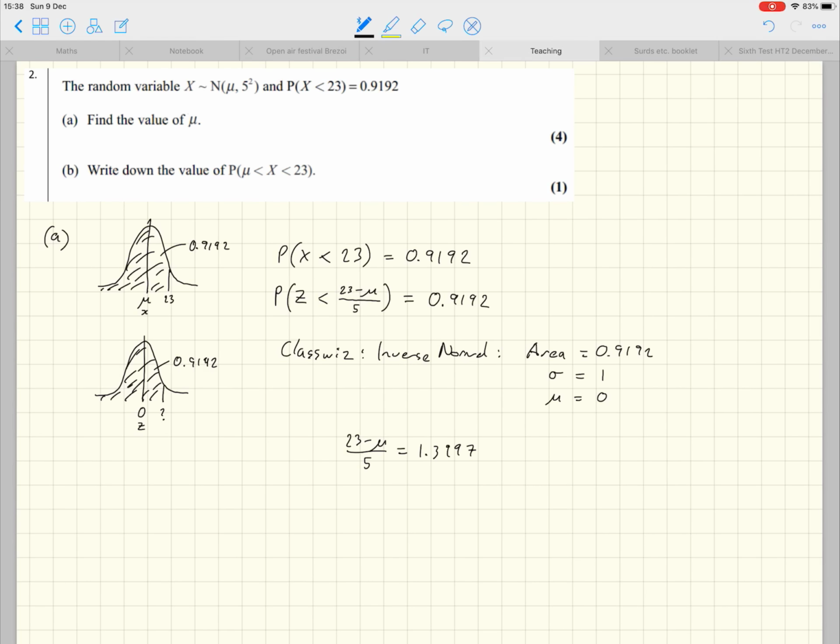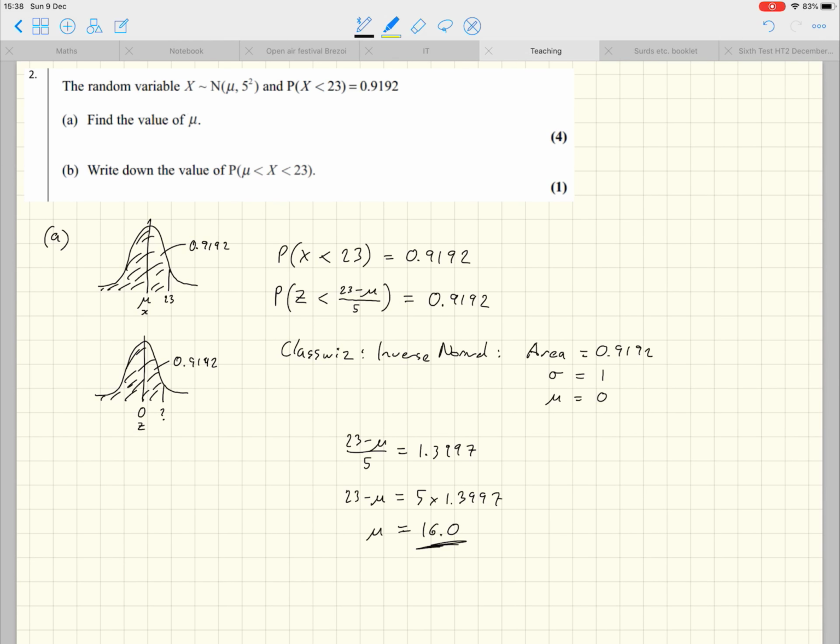All we need to do now is solve it, multiply both sides by 5. And then we can easily work out what mu is, and I get that it's 16.0 to 3 decimal places. And that's our answer to question A.